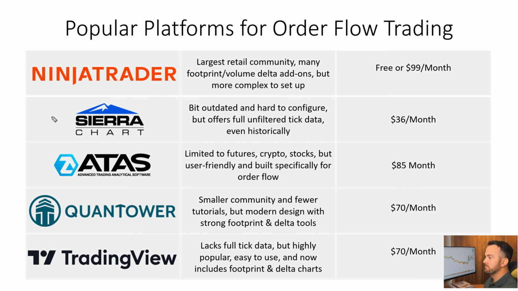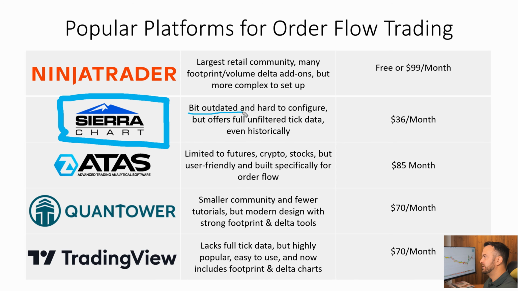Anyways, the next one is Sierra Chart. This one is also a rather popular platform. I must say that it is a bit outdated, so that's why I'm not really into it too much. And it's also hard to configure. But the upside is that they have really good data. It's unfiltered, even historically. So this is definitely an upside, and the reason to use Sierra Chart. The cost is not terrible, $36 per month. But if I had to choose between Sierra and NinjaTrader, I would always pick NinjaTrader over Sierra.